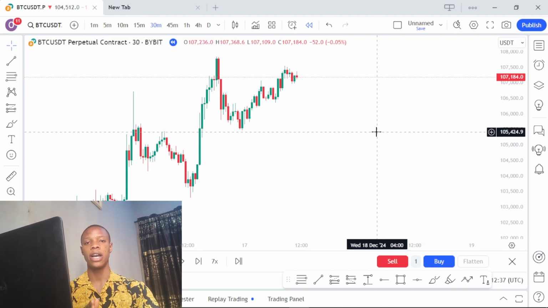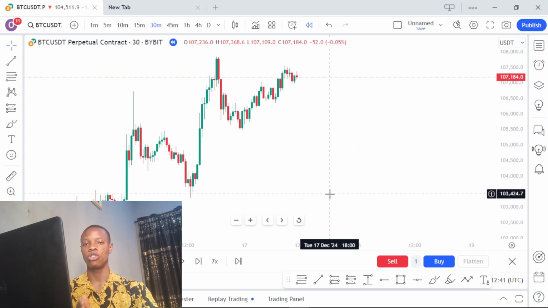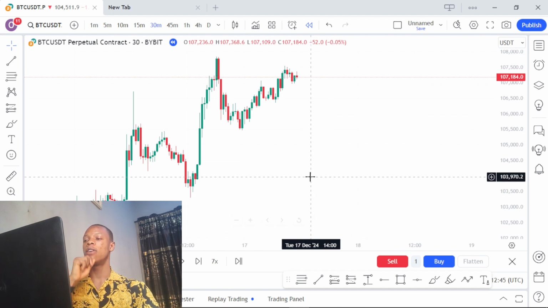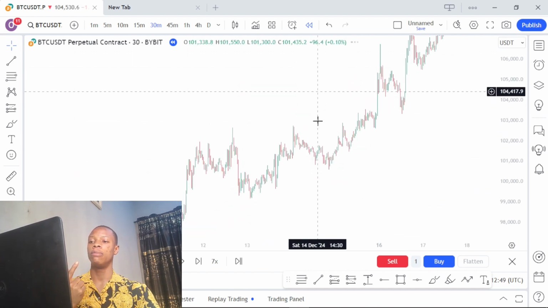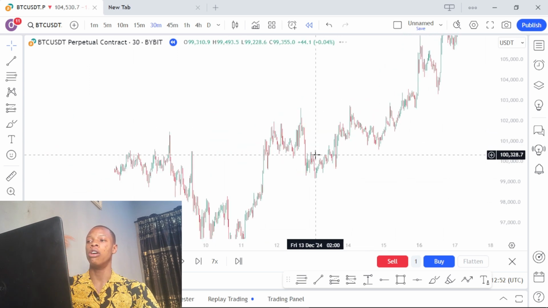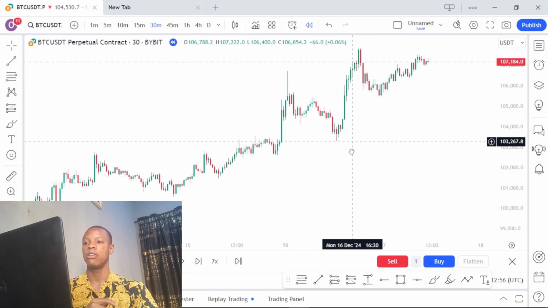Now, like I told you guys, what I use to trade every single time is the market structure strategy, right? With the market structure strategy, what I do is watch out for what direction BTC has been heading. BTC has been going up for some time now. BTC has been bullish, making new all-time highs all the time.